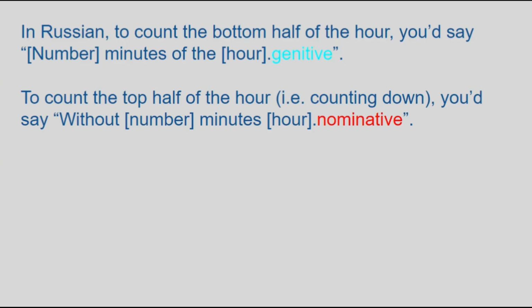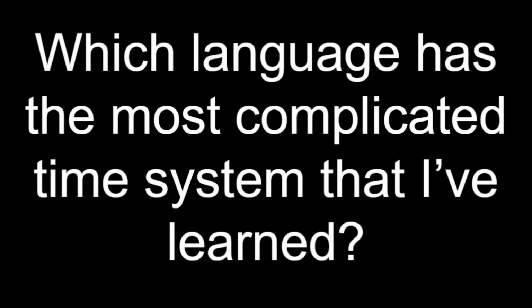Hour is implied. Also in Russian, the hour is in a different case and derivational form when you're counting from the top rather than the bottom of the hour. Just read on screen if you're interested. Obviously, time in Russian is a headache. But the language I've learned with the most complicated time-telling system has got to be Catalan.